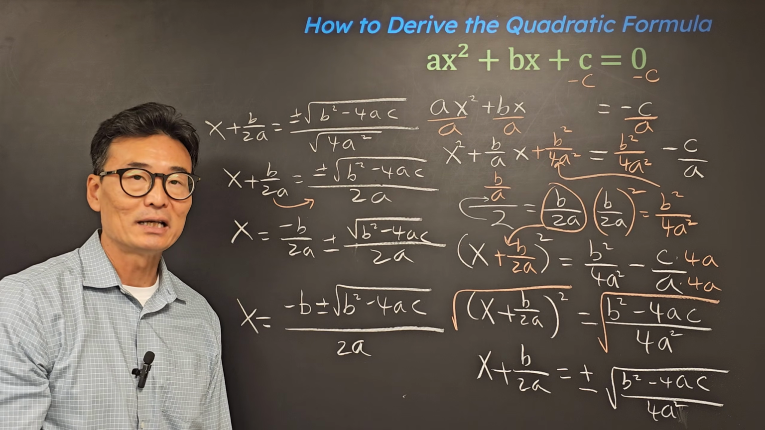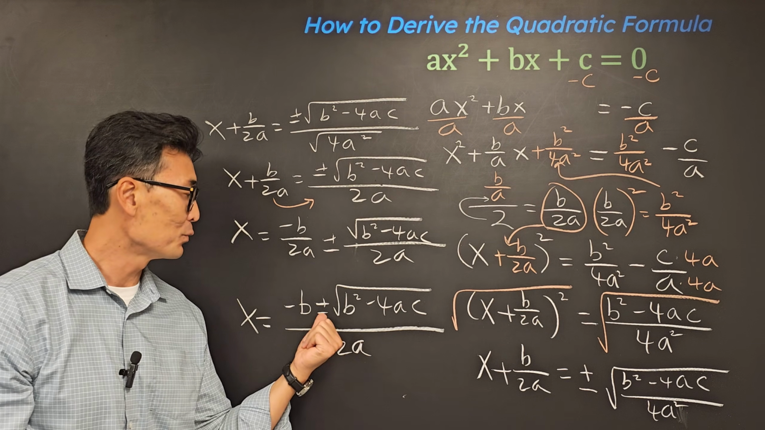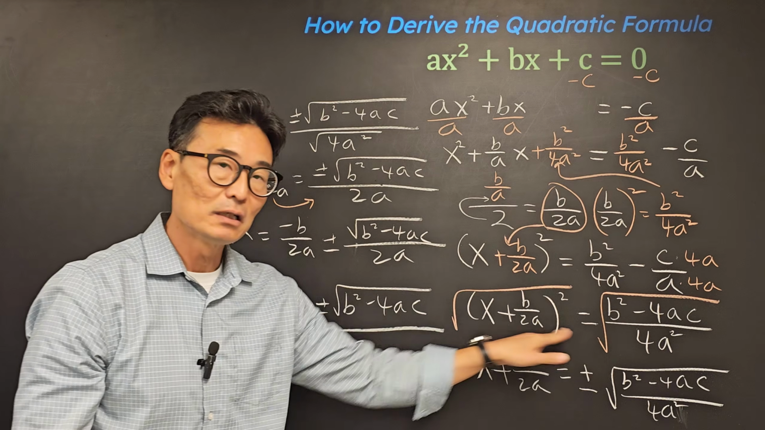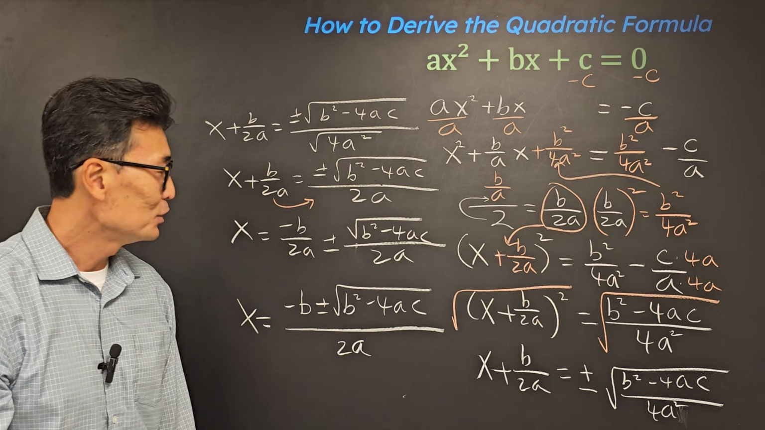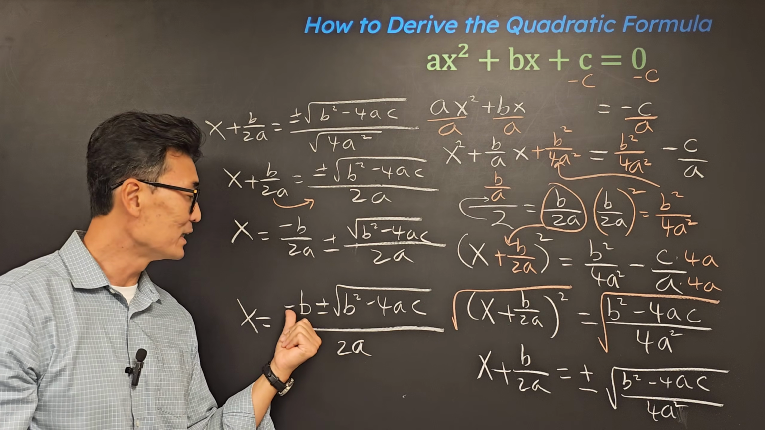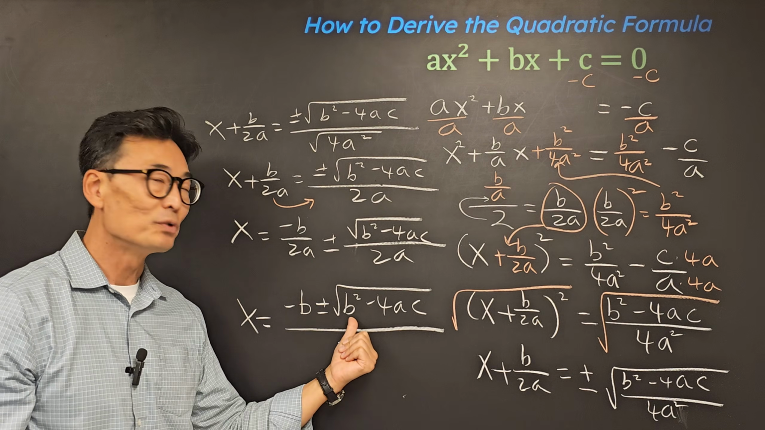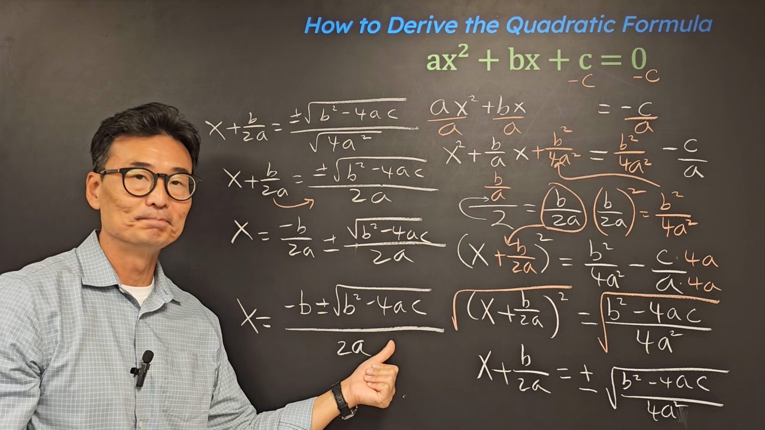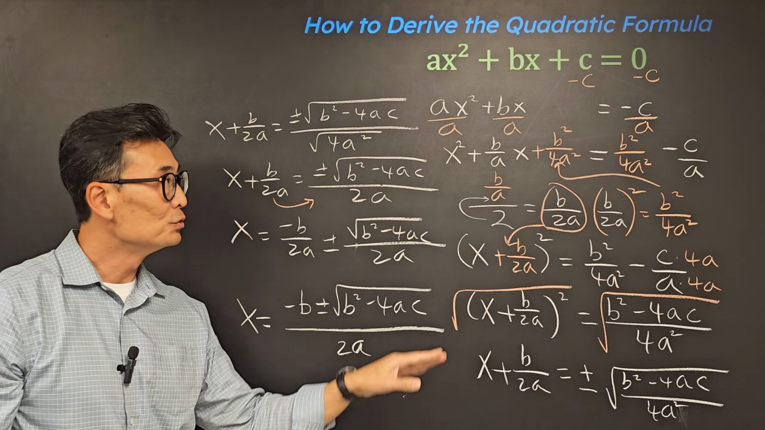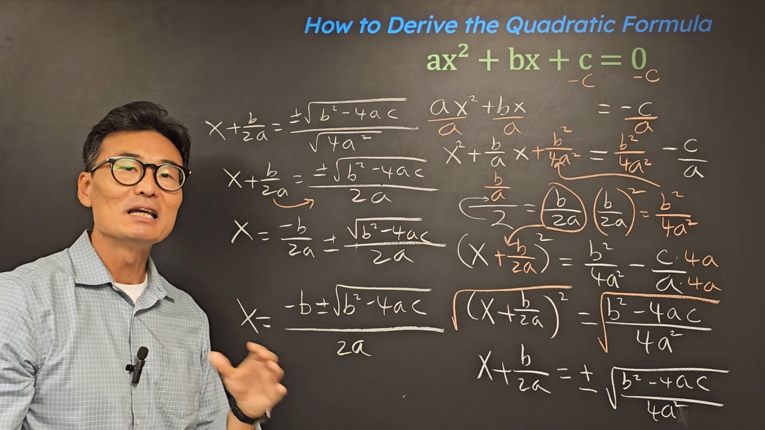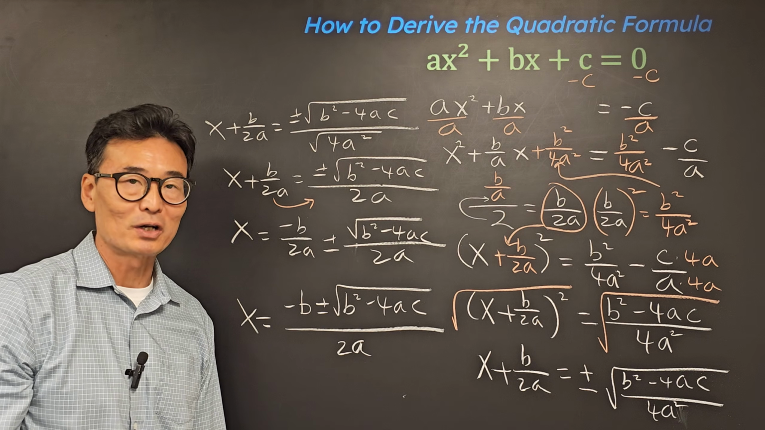Now you know why we have a plus minus sign here. And of course, that's because we took the square root on the left and the right side. And you also know why we have a 2a, not just a. And we have a negative in front of b. And also the reason for having that b squared minus 4ac inside the square root. When you understand how a formula comes about, it makes it much easier to memorize it.